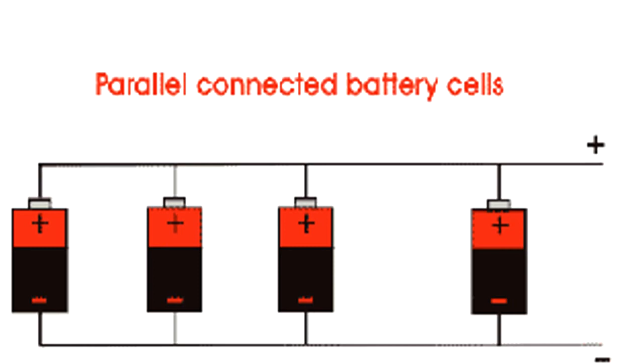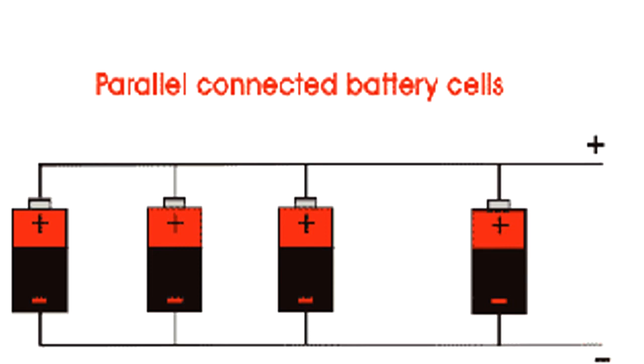Now, in case of parallel connection, the positive terminals of all the batteries are connected together and the negative terminals of all the batteries are connected together. In parallel connection, the total EMF of the combination will remain unchanged, but the total current of the combination will be the algebraic sum of individual currents of the batteries.